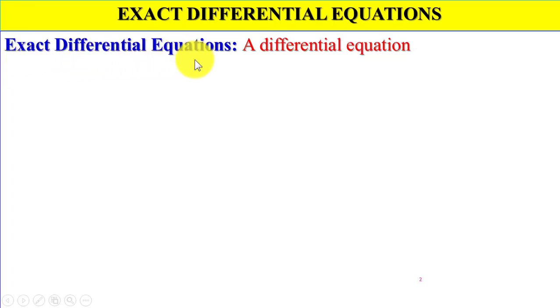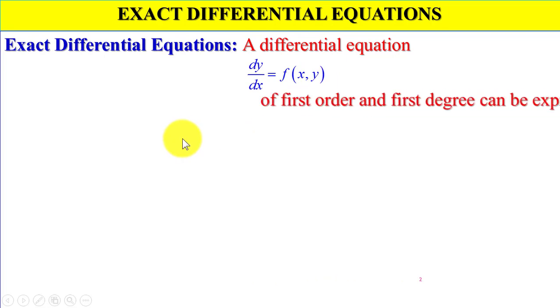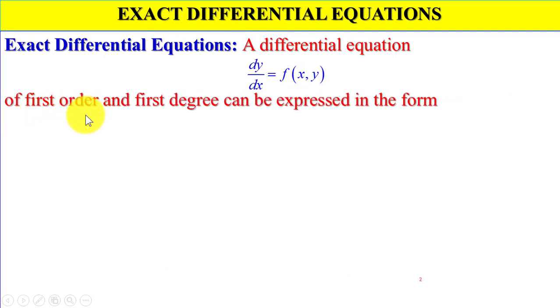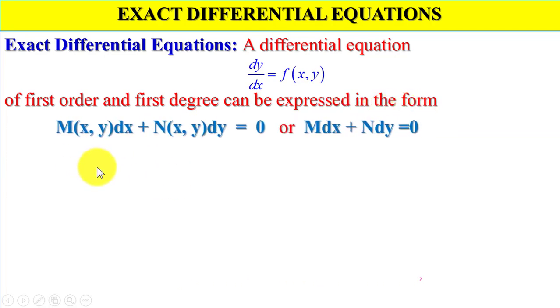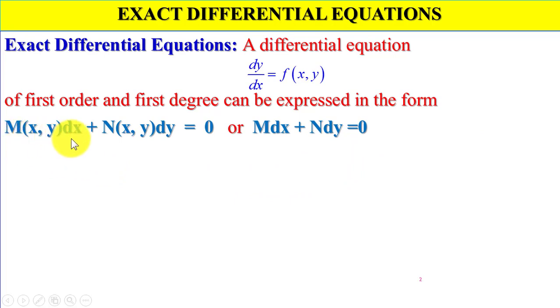Exact differential equations. A differential equation dy by dx is equal to f of x y, that is, dy by dx is equal to a function of x y, f(x, y), of first order and first degree can be expressed in the form M(x, y) dx plus N(x, y) dy equal to 0, or M dx plus N dy equal to 0.